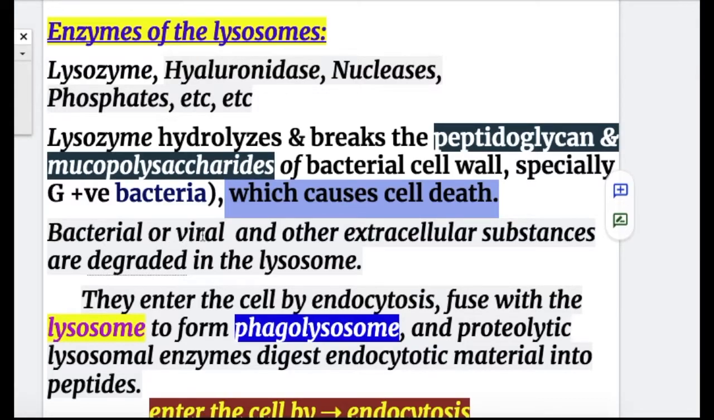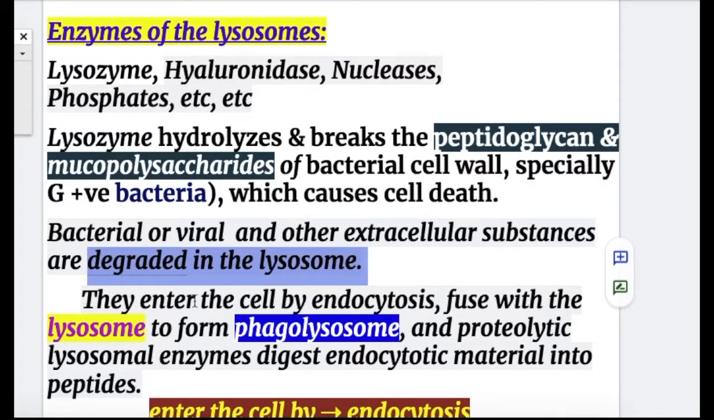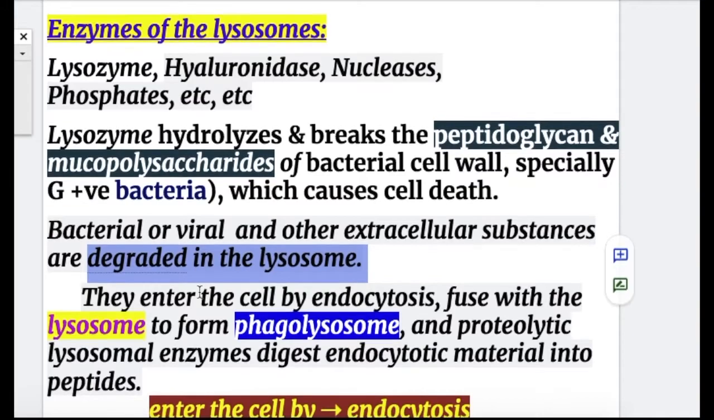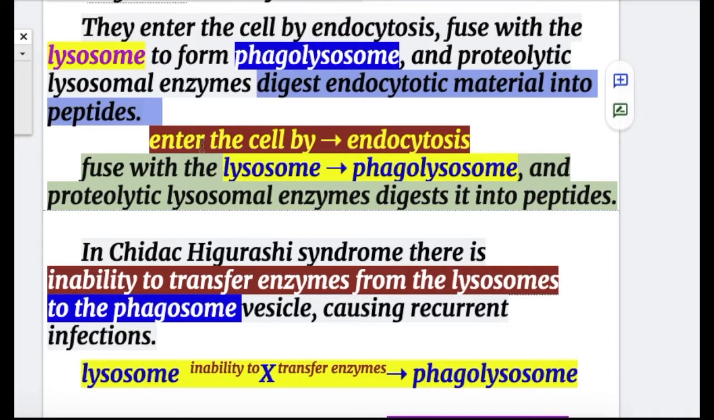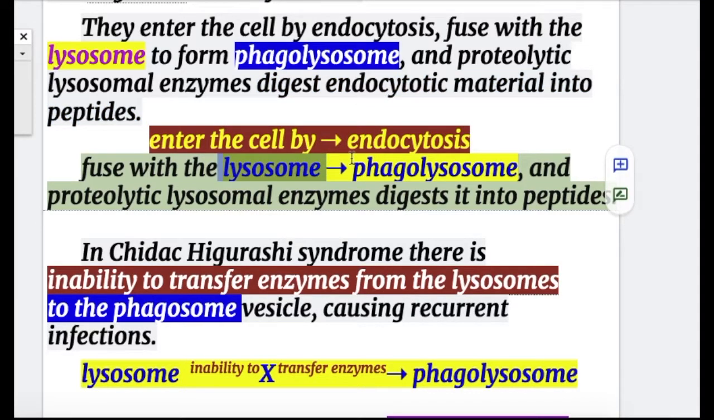The bacterial or viral and other extracellular substances are degraded in the lysosome. They enter the cell. So how do they enter into the cell? They enter the cell by endocytosis, fuse with the lysosome to form phagolysosome, and proteolytic lysosomal enzymes digest endocytotic material into peptides. So what happens in Chediak-Higashi syndrome?